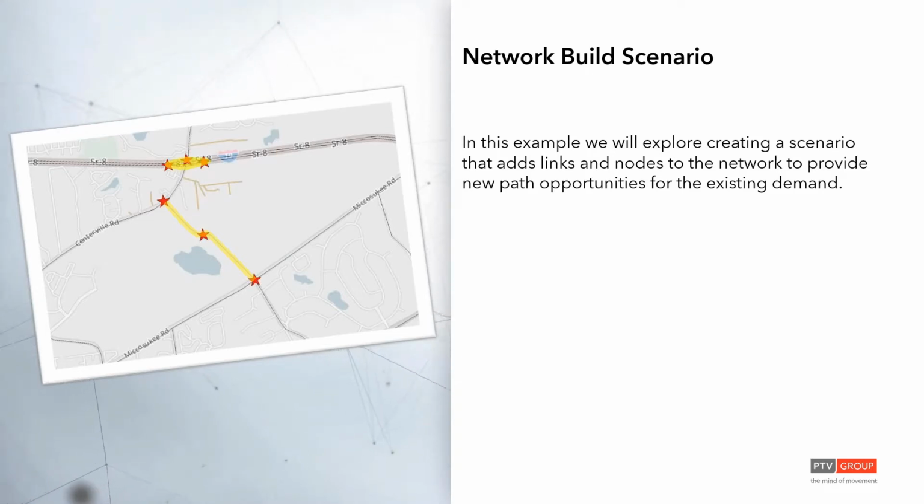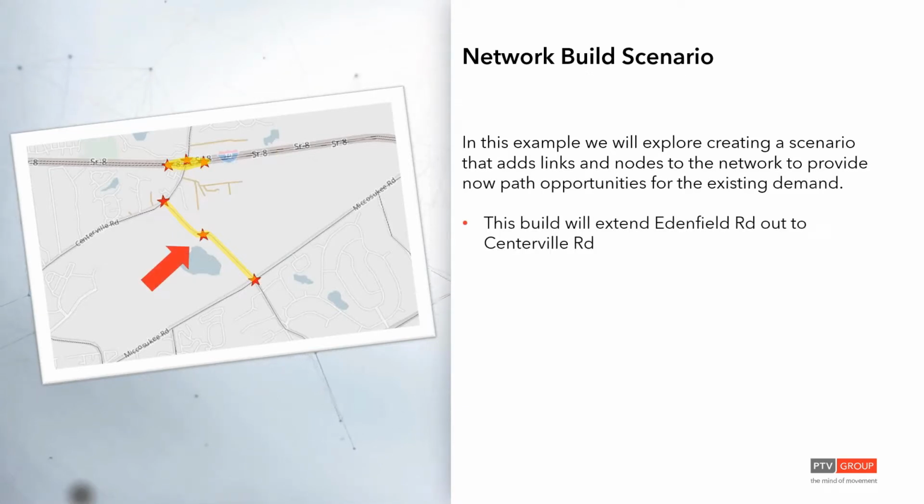So here, what we're going to do is provide new infrastructure. This build is strictly going to be adding new turns, nodes, and links to the network that will add potential path opportunities to the existing demand. We're not going to touch the demand. We're not going to touch any of the other methodologies, just the physical network. How do we add objects? How do we edit objects with regard to links, nodes, and turns in Visum?